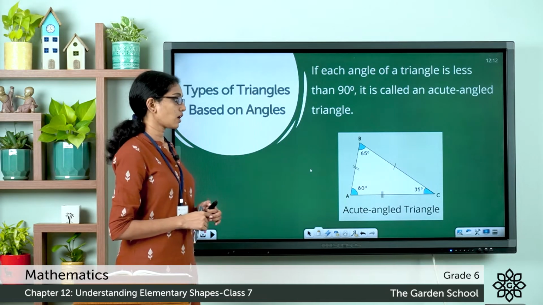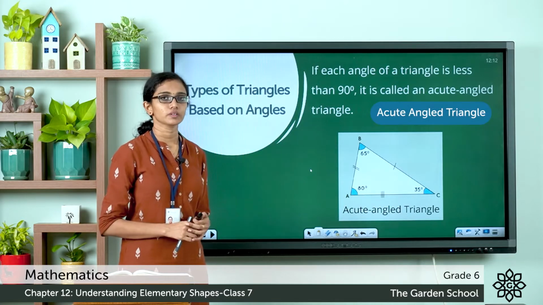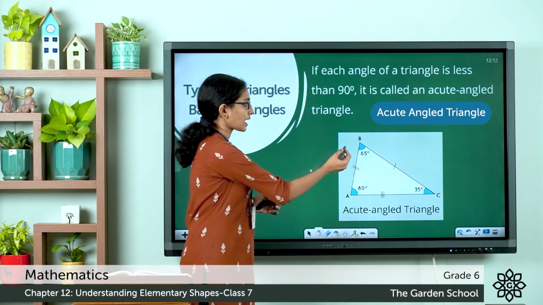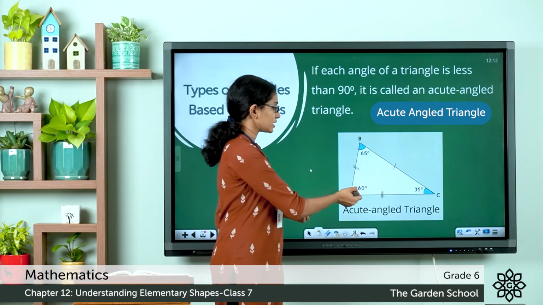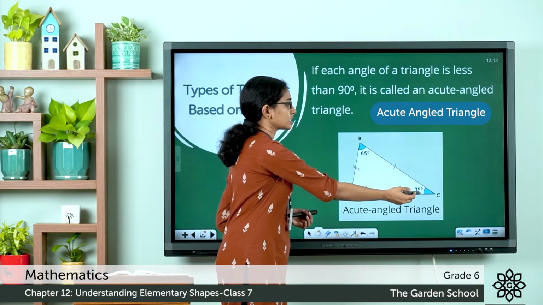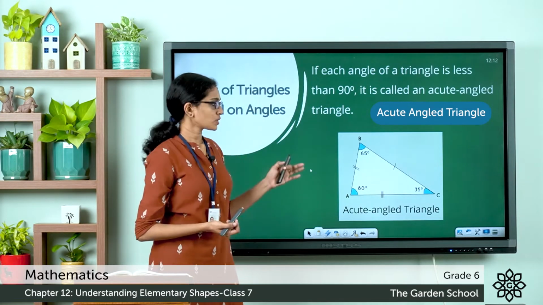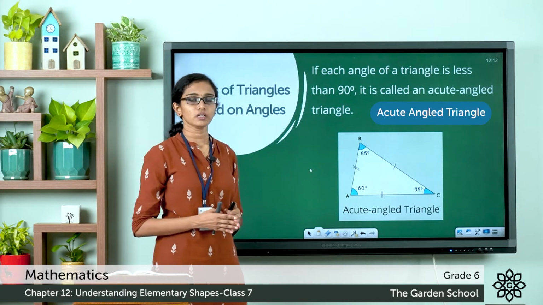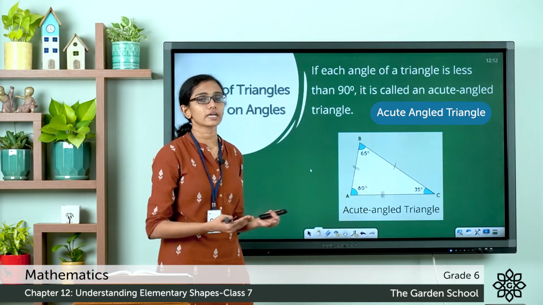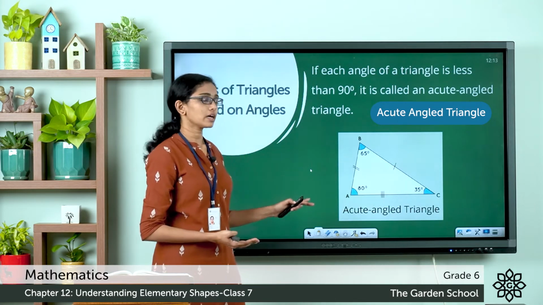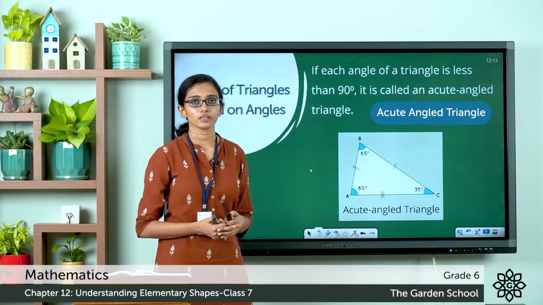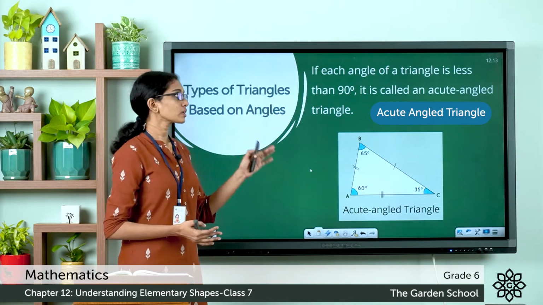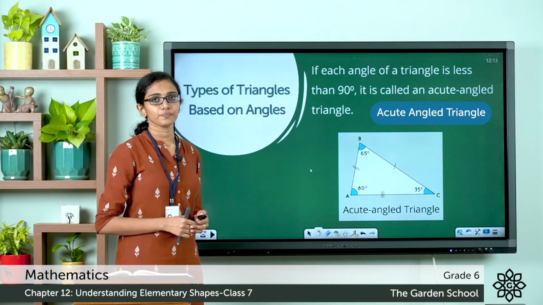So the first type is called the acute angle triangle. Here you can see a triangle with all the interior angles marked. One angle is 65 degree, angle A is 80 degree, angle C is 35 degree. So all these angles are less than 90 degree. When you have a triangle in which all the angles are less than 90 degree, you call that an acute angled triangle. So if each angle of a triangle is less than 90 degree, it is called an acute angled triangle.